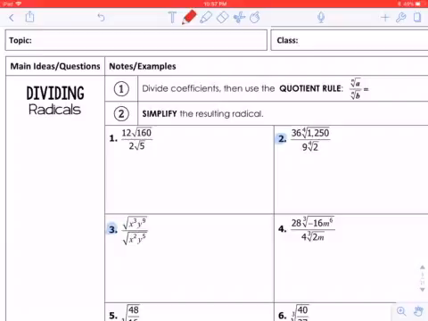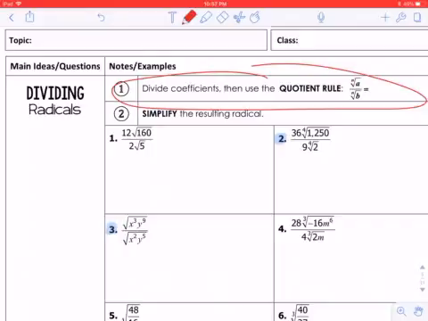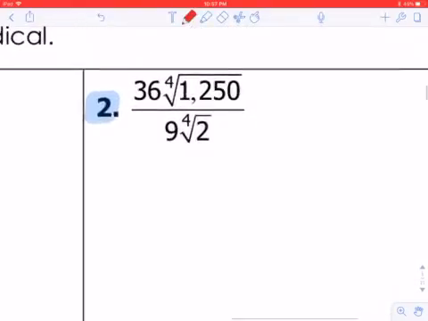That's about all you need to worry about here. So you'll see divide, make sure you use quotient rules when applicable, and then simplify. That is it. So number 2 here, we simplify 36 divided by 9.